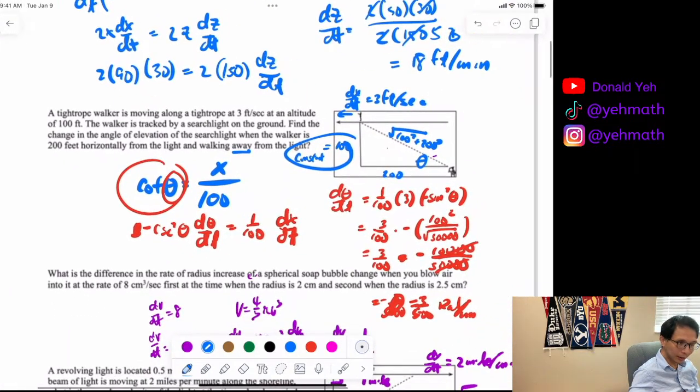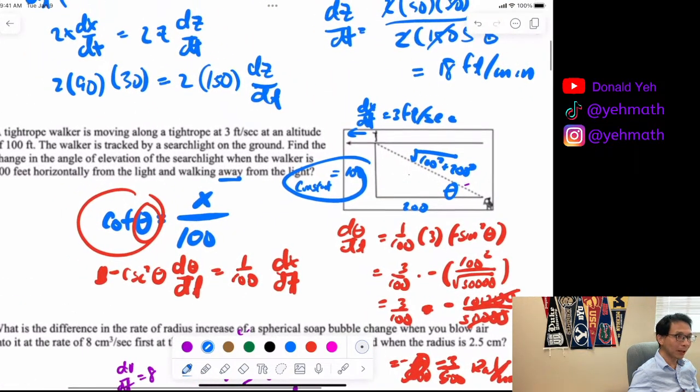All right, so this is a tightrope question. Any question about this part?